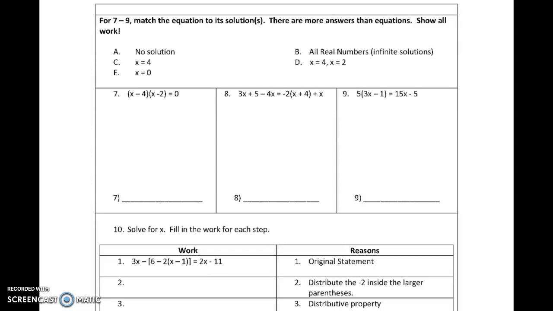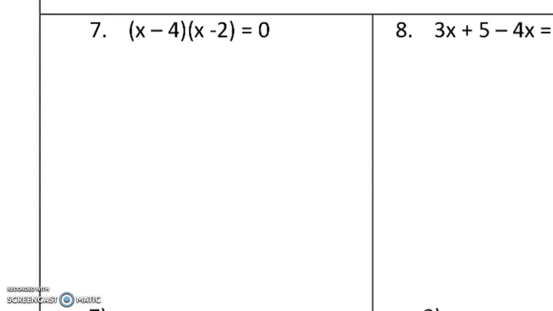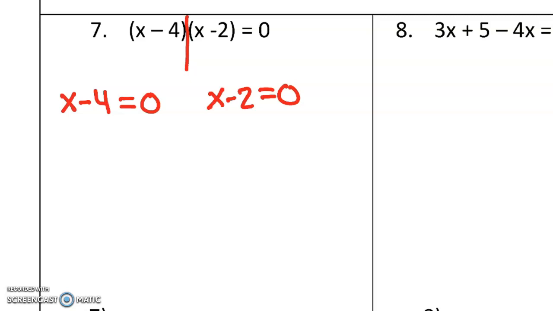All right, on this last page, you just have to match these answers to the problems. So we're going to go through and solve this problem. This is that zero product property rule, where you get to split this into two answers, where you get x minus 4 equals 0 and x minus 2 equals 0.